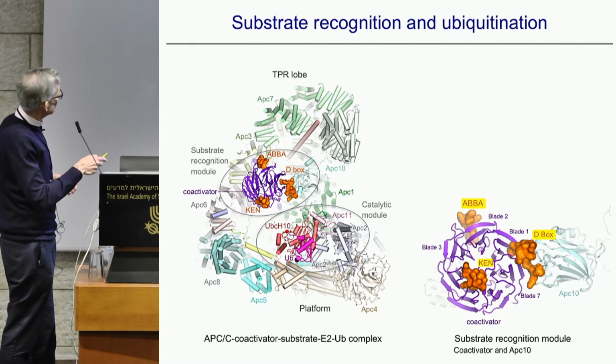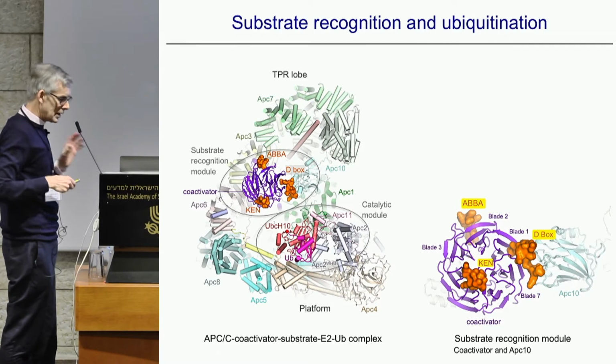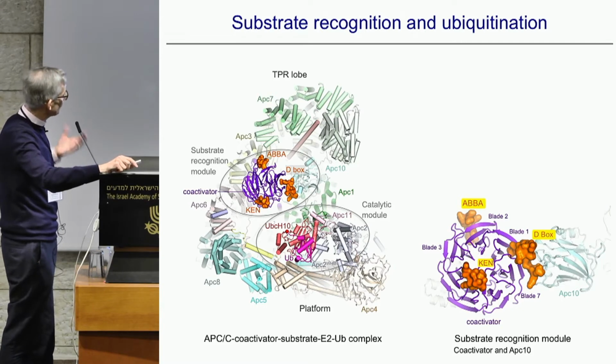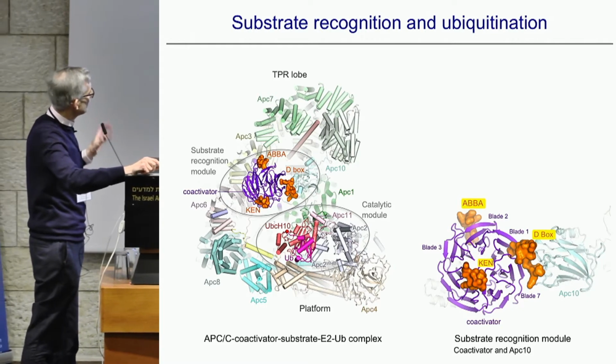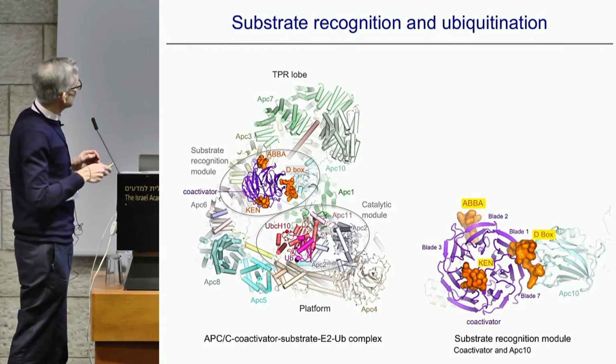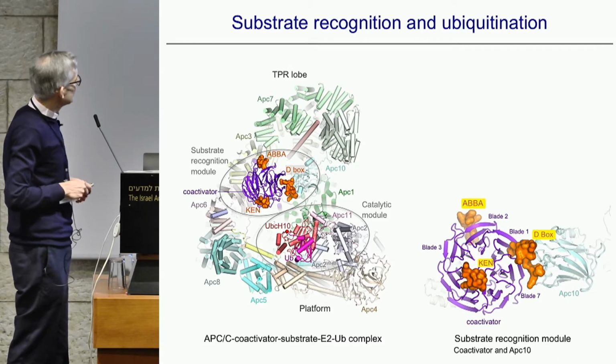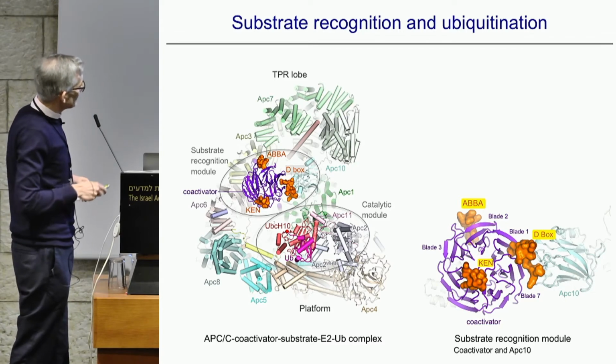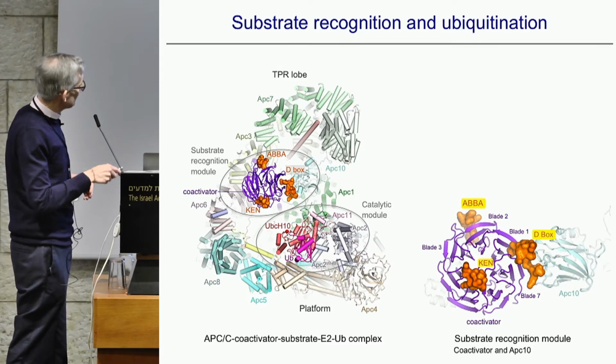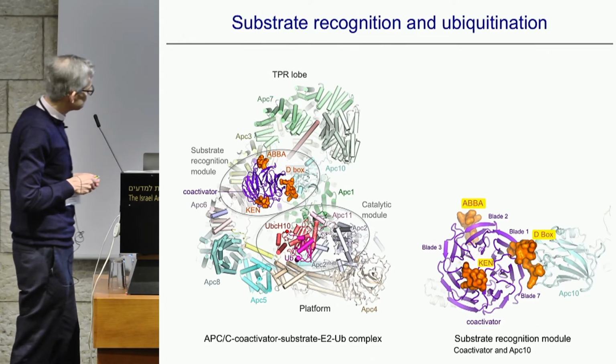So the TPR proteins I mentioned earlier are actually paralogs, and the four homologous TPR proteins all form homodimers, and they form this TPR lobe on one side of the complex. These four TPR proteins stack in parallel to create this pseudo-symmetric structure. The platform region here is composed of APC1, APC4, and APC5.